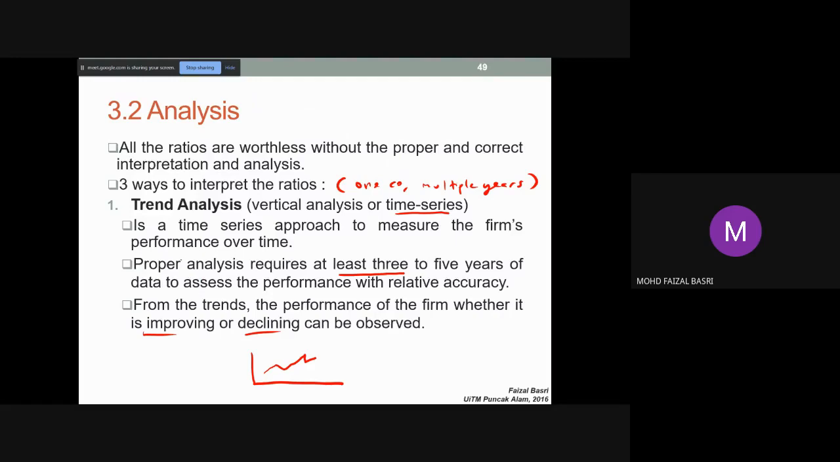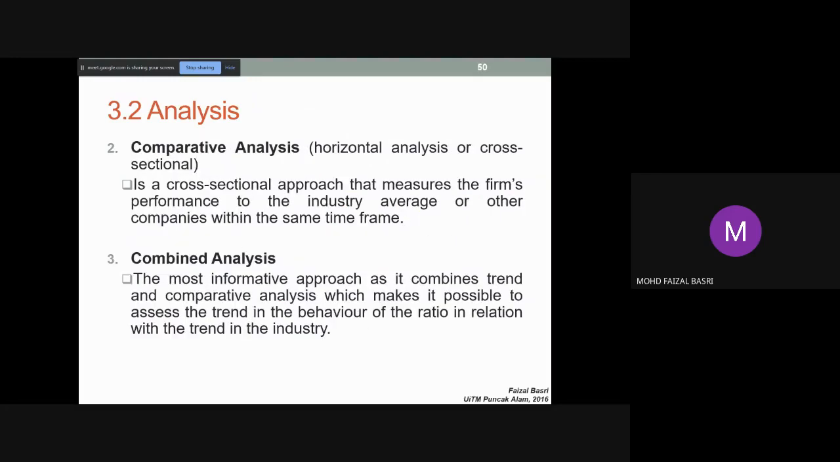So the second type of analysis is called comparative ataupun cross-sectional. The one that we did just now based on past year, that's comparative. We compare one company against the industry average, or you can compare other companies. But other companies must be from the same industry. Itu rule dia. You cannot compare satu company in property, satu lagi in peladangan contohnya. It's not fair to compare that way because their nature of business is different.